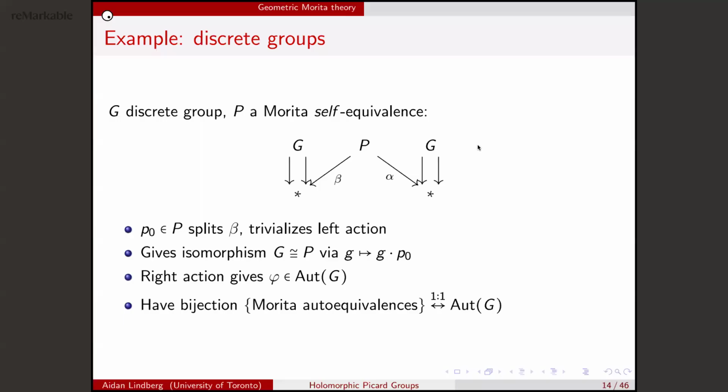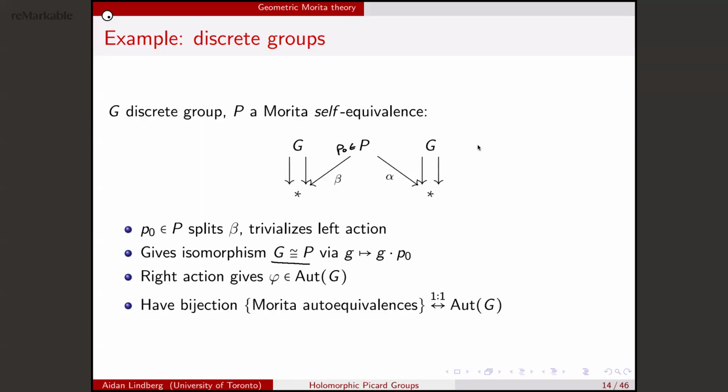If we have a discrete group, we can try to classify all of its Morita self-equivalences. This is just a discrete group now, thought of as a groupoid over a single point. To begin with, we can split this left action, or this left moment map, by which I mean just pick some point p naught in P. If I do that, I'm going to get an isomorphism of G with P, where I'll just send a group element g to g acting on this p naught. So this p naught is sort of functioning like an identity element. This is like the fact that if you have a principal G bundle for a Lie group and you pick a section of the bundle everywhere, then it trivializes the bundle. This is what we're doing.